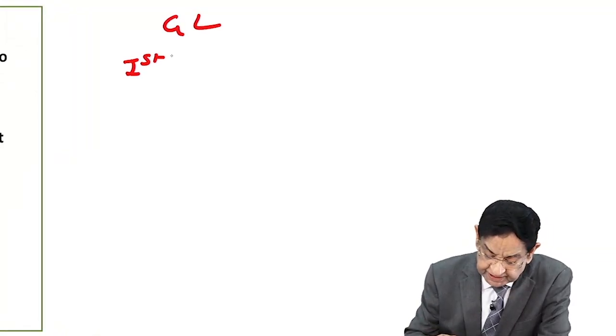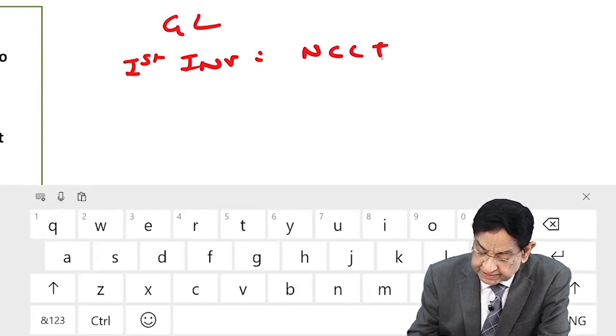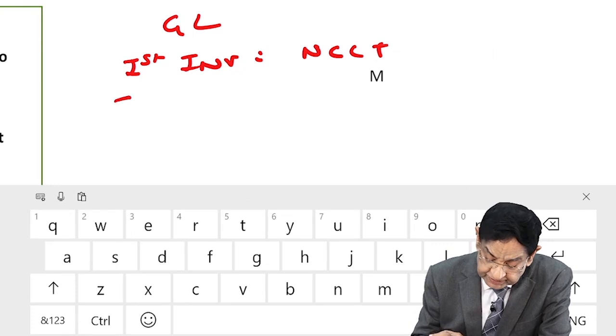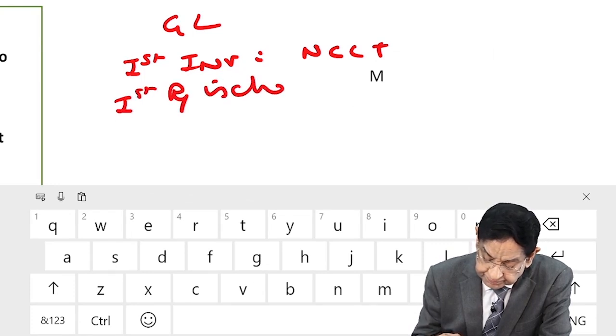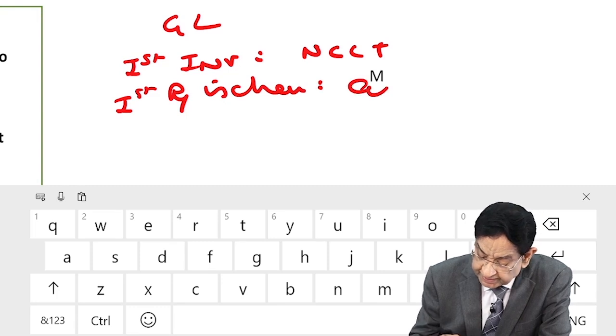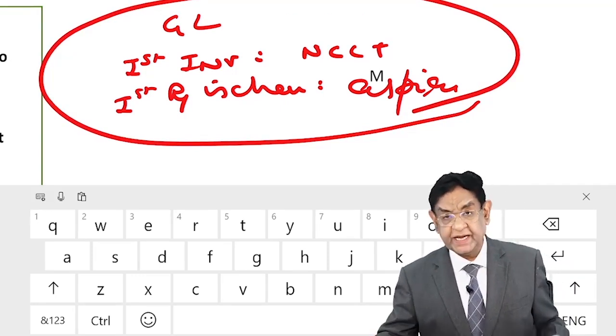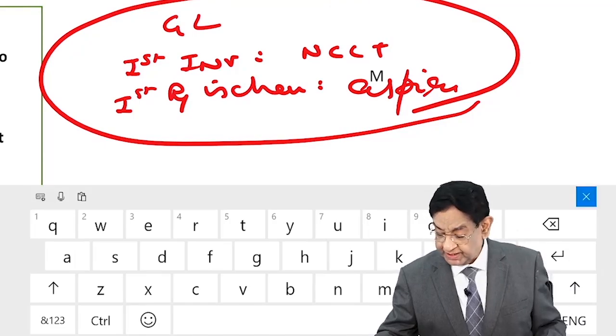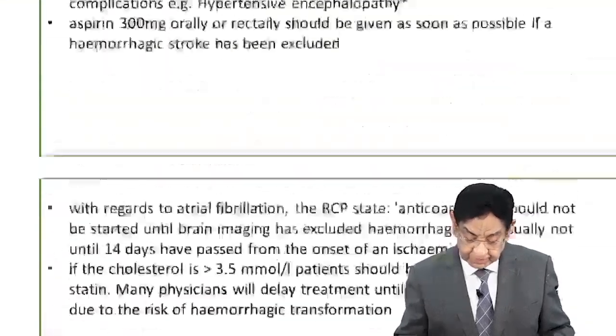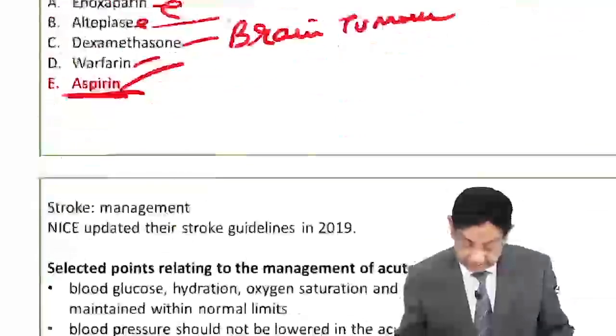So write down the golden line to remember. First investigation, non-contrast CT scan. First line treatment for ischemia, aspirin. Golden lines to remember. Cannot afford to forget these two lines. Okay, so now let me discuss more about management.